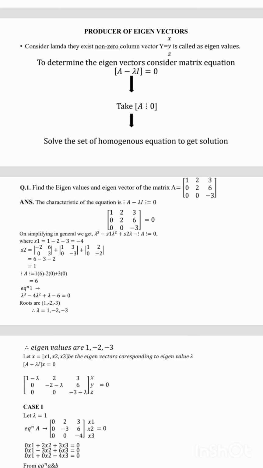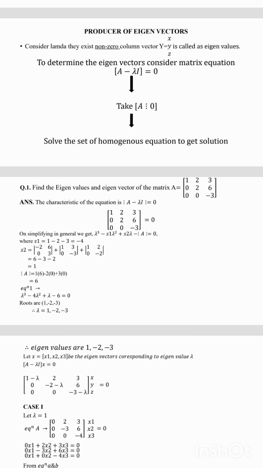Then S2 is the sum of the minors: (-2·0, 2·0, 6) plus (1·0, 3·-3) plus (1·0, 2·-2), which equals 6 - 3 - 2 = 1. And A = 1(6) - 2(0) + 3 = 6. So the equation is λ³ - 4λ² + λ - 6 = 0.